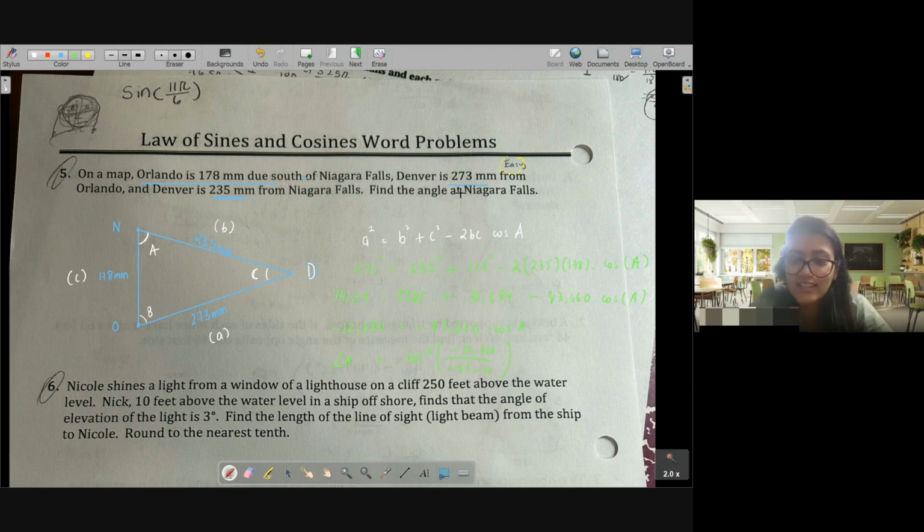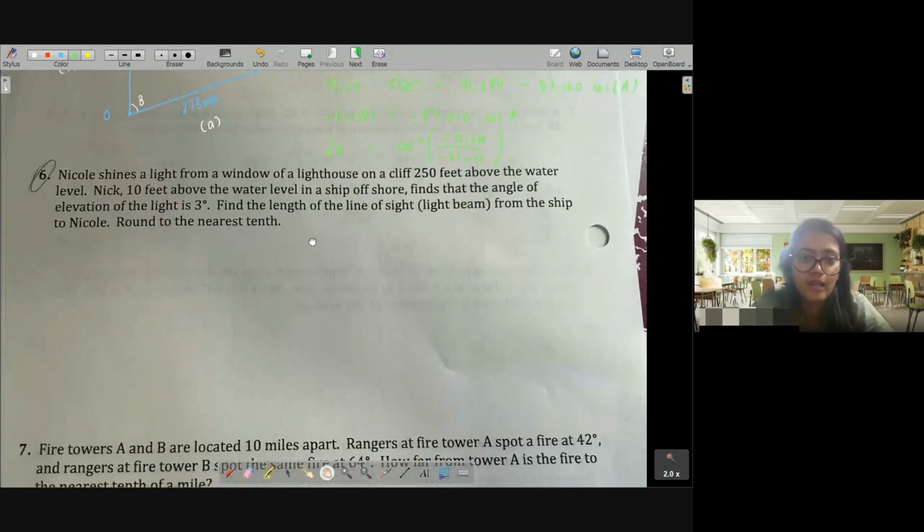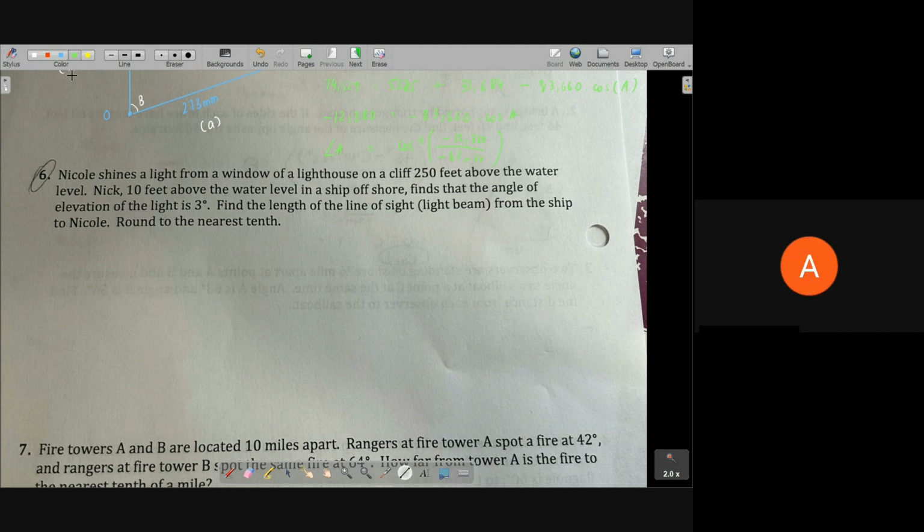Did you write this easy? Okay. Then we have: Nicole shines a light from a window of a lighthouse on a cliff 250 feet above the water level. I was struggling with this.